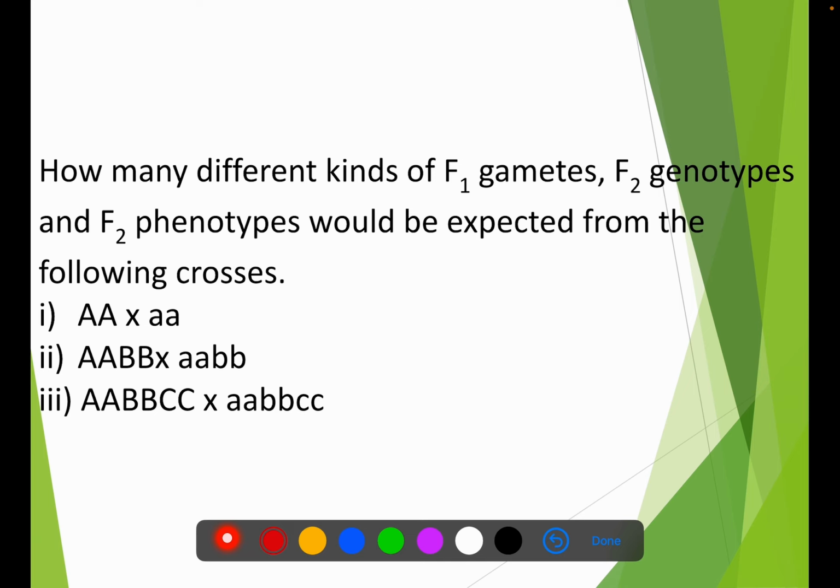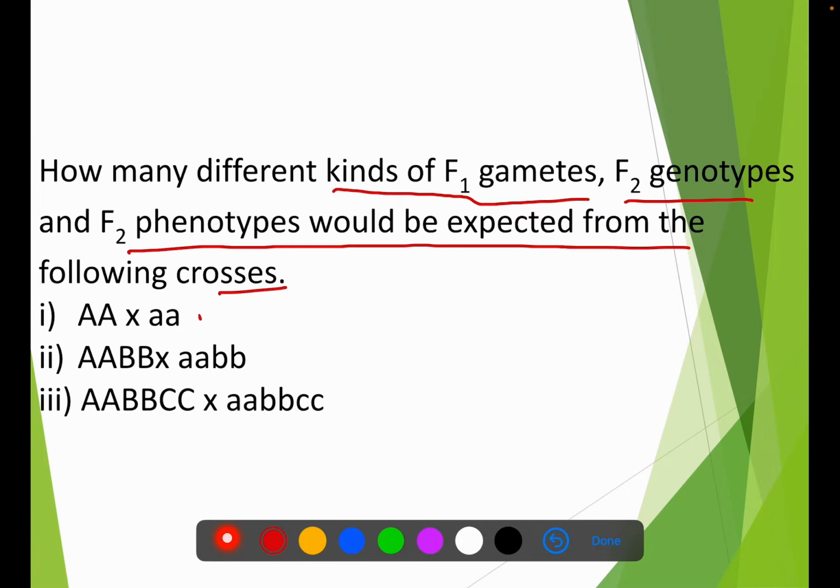Here is just a problem which you can try to see whether you can do it or not. How many different kinds of F1 gametes, F2 genotypes and F2 phenotypes would be expected from the following crosses? One is this; the other one is capital A capital A, capital B capital B cross small a small a, small b small b. The third one is a trihybrid. Try this. Okay, thank you.